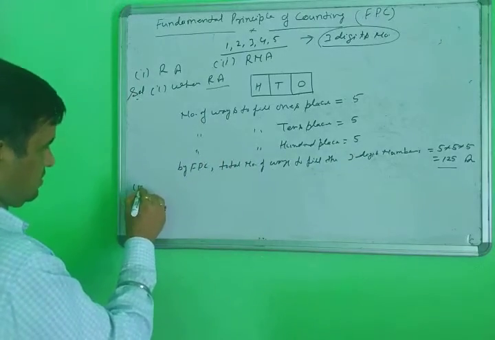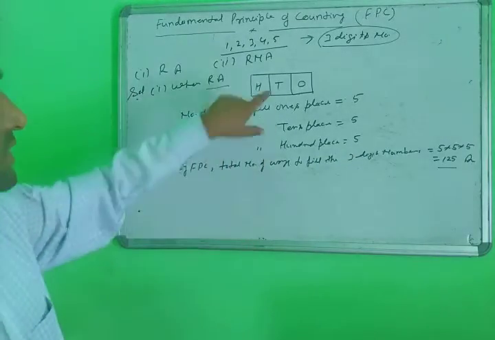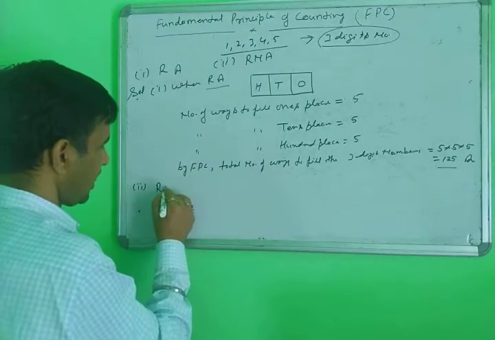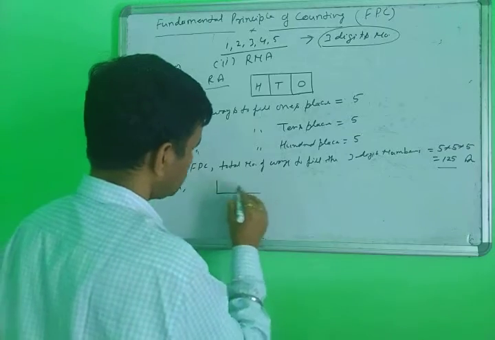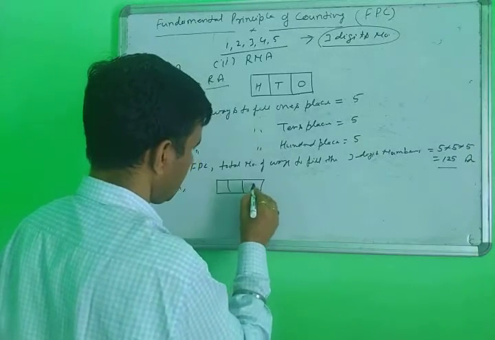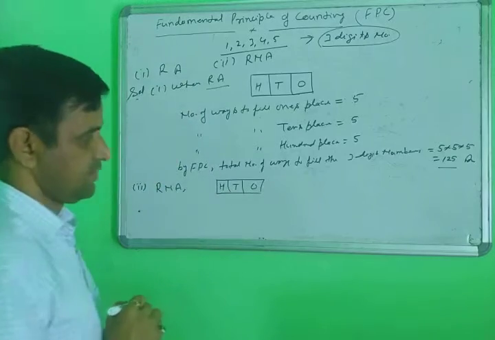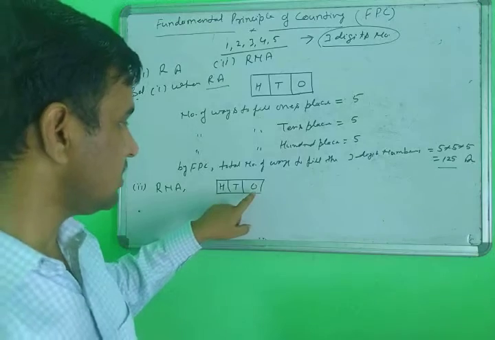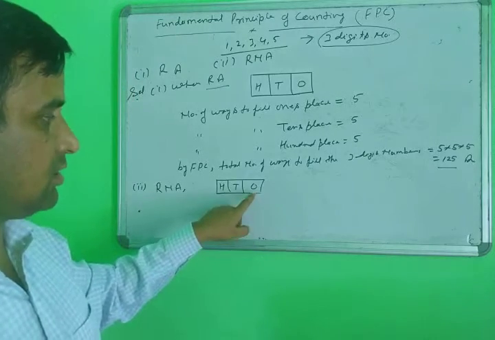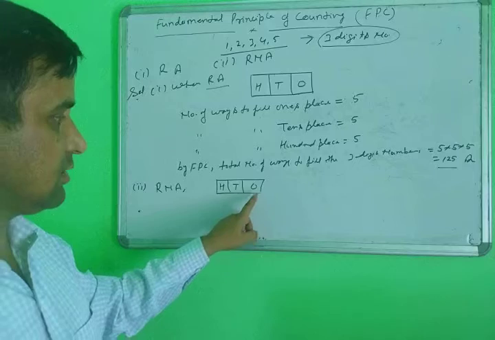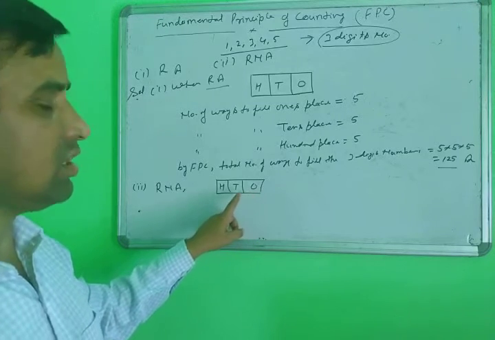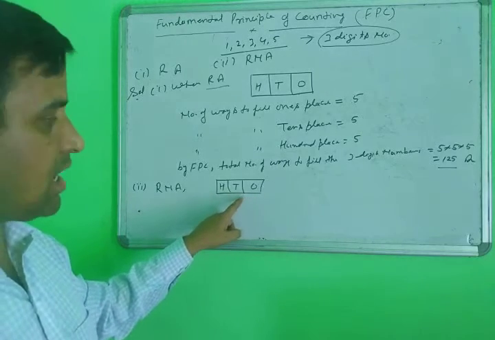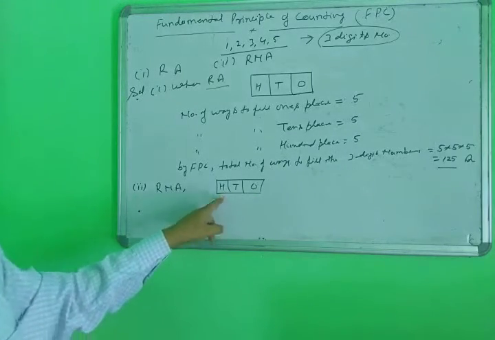Second condition, when repetition is not allowed. Again you make your 3 boxes: ones, tens, and hundreds. Repetition not allowed means that if you fill a digit in one place, it cannot be filled again. Suppose you fill 5 here, then only 4 are left. If you fill 2, how many digits are left? 3 digits, so this place can be filled in only 3 ways.